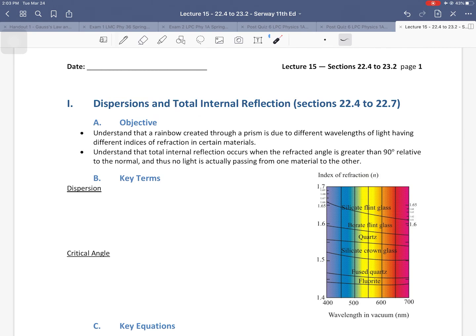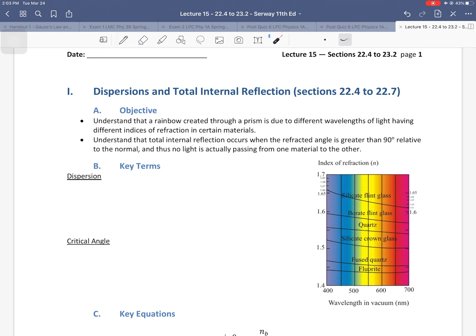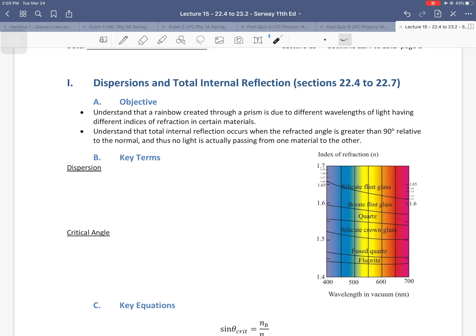with objectives to understand that dispersion is caused by different wavelengths of light having different indices of refraction in certain materials, and understanding that total internal reflection occurs when a refracted angle is greater than 90 degrees, and that is measured relative to the normal.